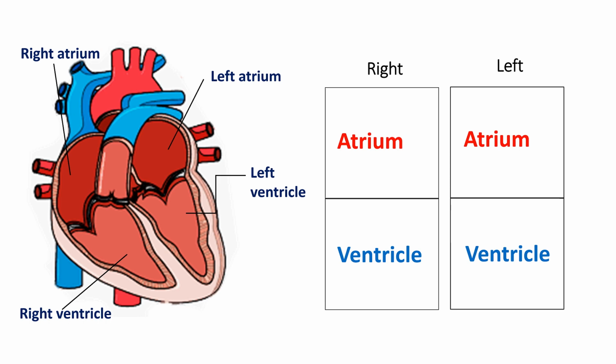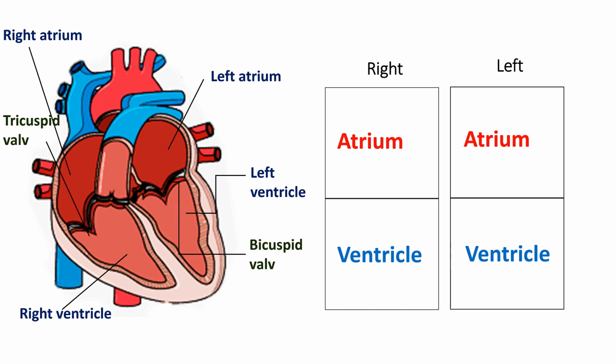Your right atrium and the right ventricle are separated by the tricuspid valve, and the left atrium and the left ventricle are separated by the bicuspid valve. The major usage and characteristic of these valves is to prevent the backflow of the blood back into the atrium. Tri means 3 and bi means 2.